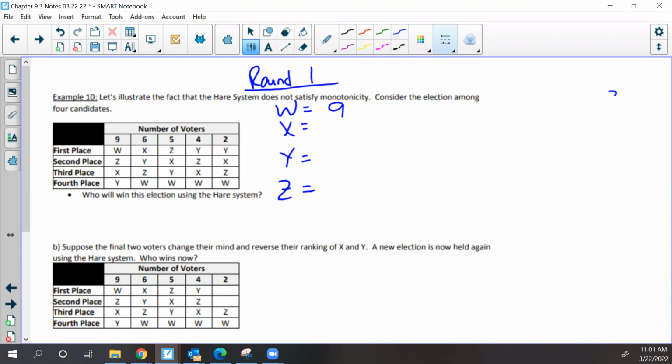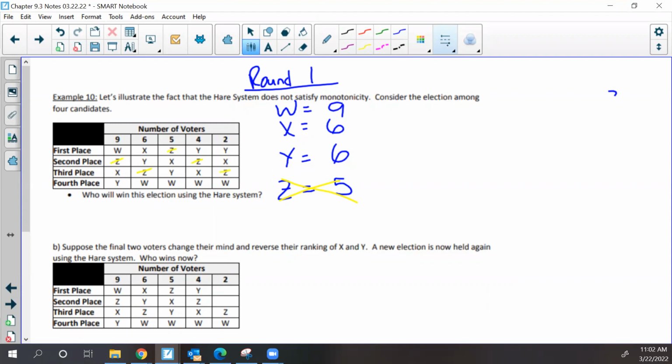X has got 6. Z has got 5 first place votes. And Y has 6 first place votes, 4 plus 2 is 6. All right. So what you're going to do is scratch off the candidate with the lowest votes, and that would be candidate Z. So he's gone, scratched. And you go through the preference table and scratch him off the preference table.